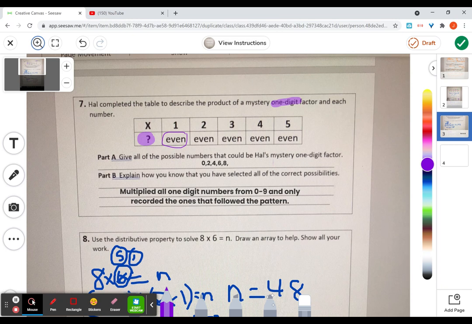Now I'm betting 7 doesn't because I'm looking at my numbers as a pattern and I see 2, 4, 6. So I'm guessing 7 won't work and I guess 8 would, just because I'm looking at my pattern. And so when it asks me for an explanation of how I know that I've selected all the correct possibilities, well, I'm basically multiplying all of my one-digit numbers from 0 through 9, and then I'm only recording the ones that actually follow the pattern. So I'm multiplying it with these boxes over here.